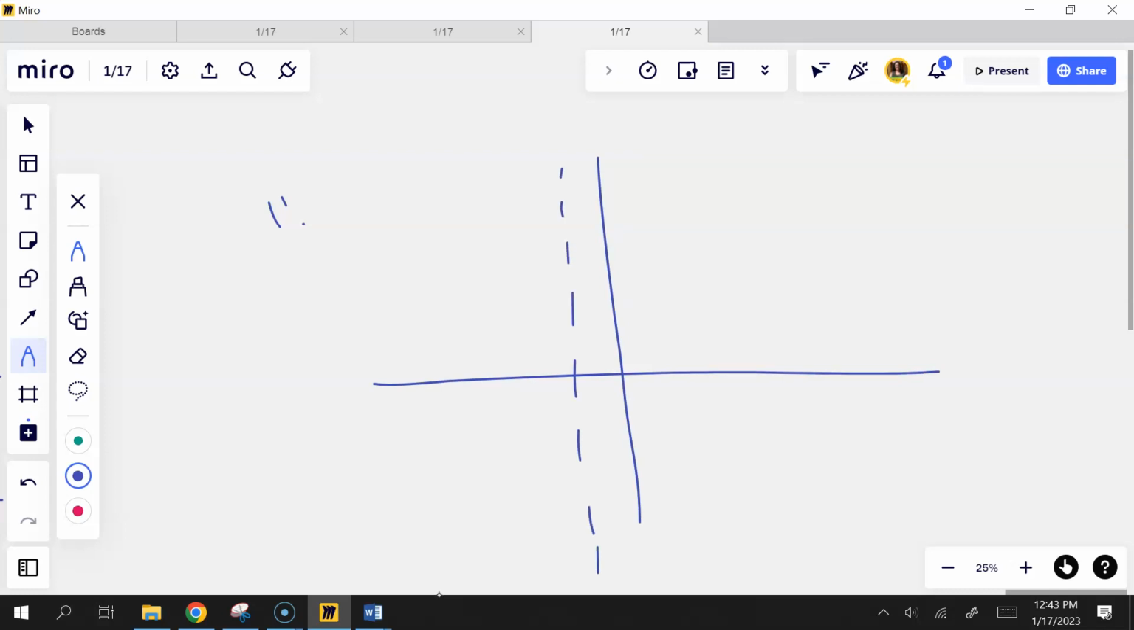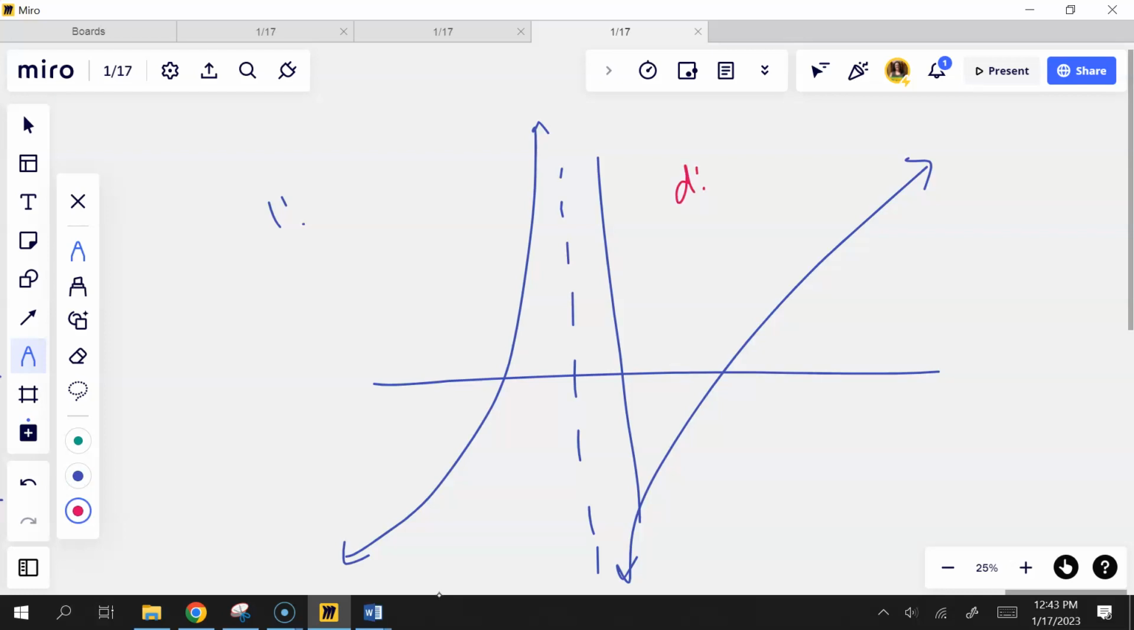Try 11. Domain, what is it? How about the range? Yeah, it might just be hard to see where that asymptote is on that graph, but yeah, it's negative one. All right, 12 on your own. Ready, set, go.